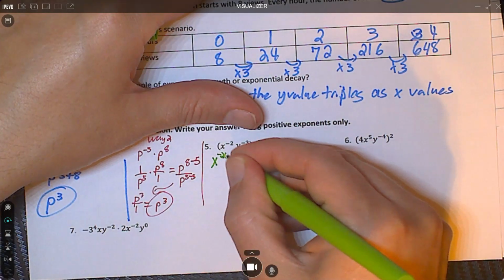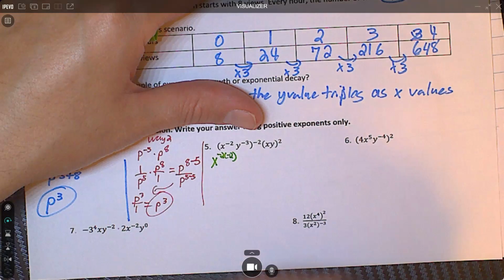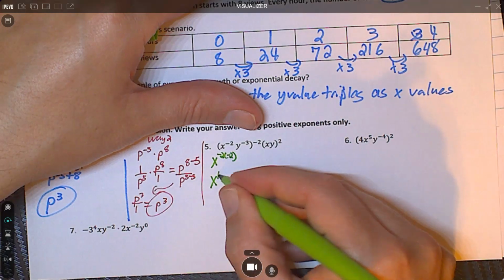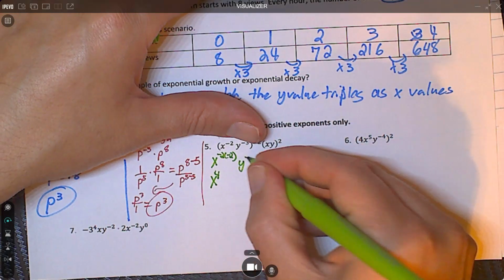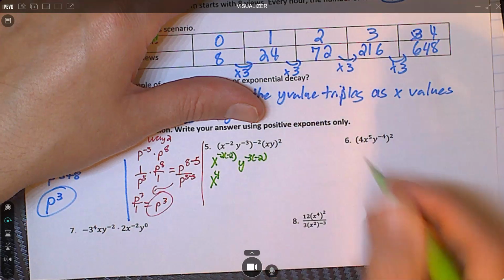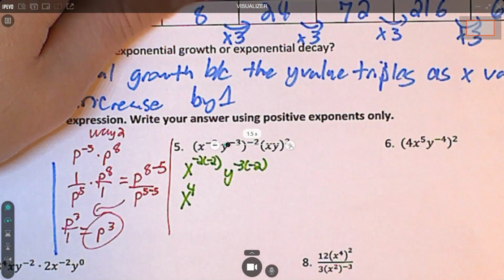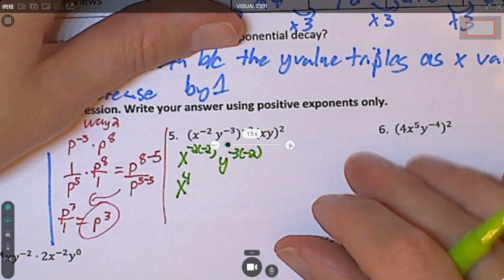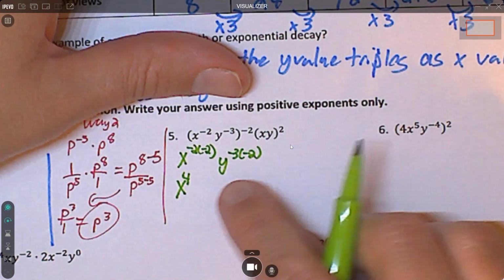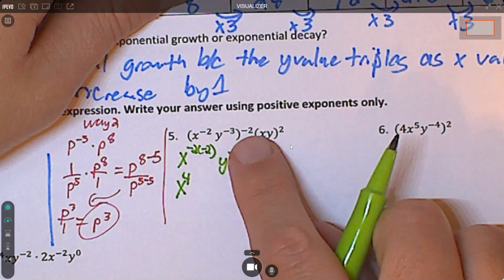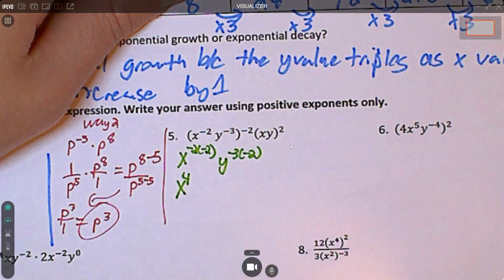X to the negative 2 times negative 2, be x to the 4th. Y to the negative 3 times negative 2. I like to put them in parentheses because, you know, it looks like a parentheses on a parentheses.